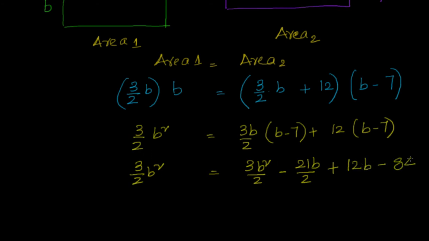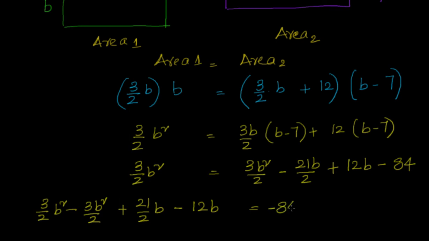Now, what we do generally, we keep variables on the LHS and the constants on the right side. So let's get everything to one side. I will have 3 by 2 b square. After transposing, this will become minus, so I will have minus 3b square by 2. Minus 21 by 2 into b will become positive when I transpose it, 21 by 2 into b. Then 12b will become minus, and I'll have equal to minus 84.